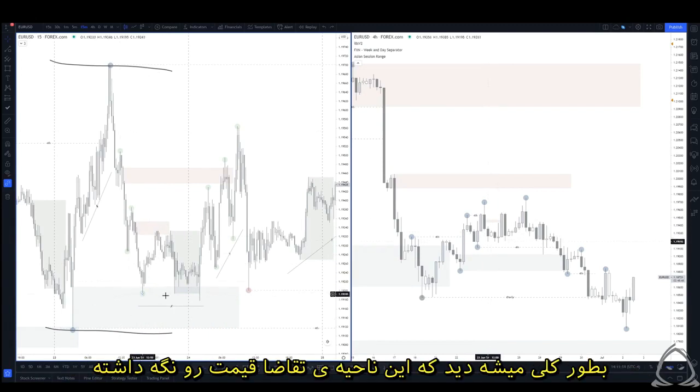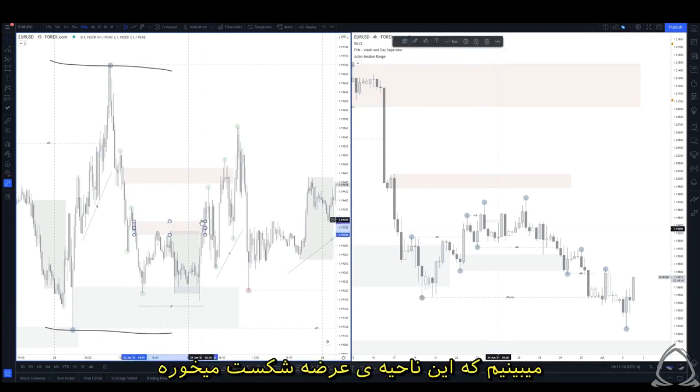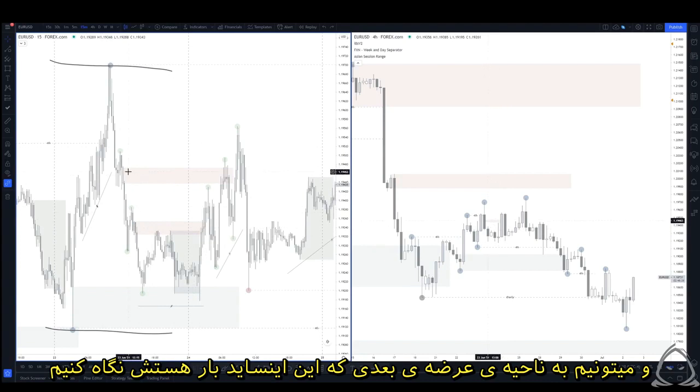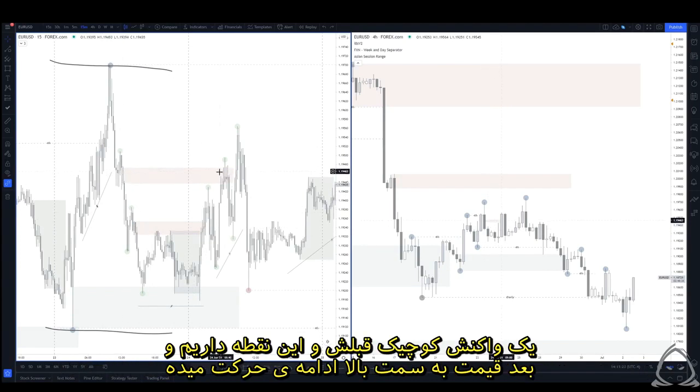So what we can see is overall this demand zone is holding price. We can see that this supply zone ends up failing. And then we can look at the next supply zone, which is this inside bar. We get a slight reaction just prior, and at this point, price then continues moving to the upside.